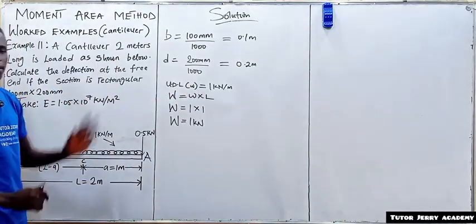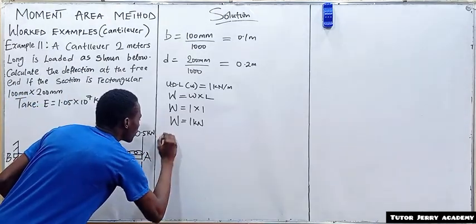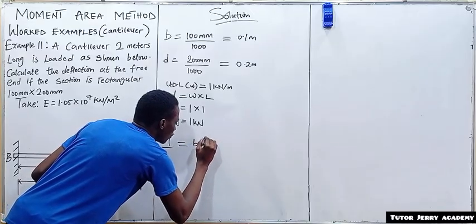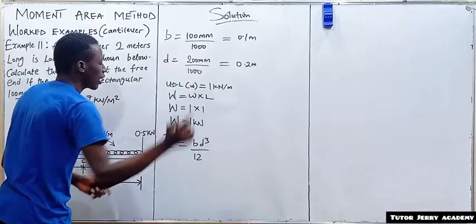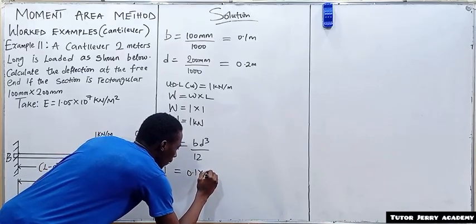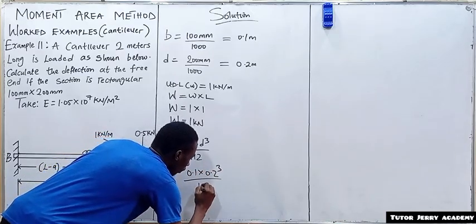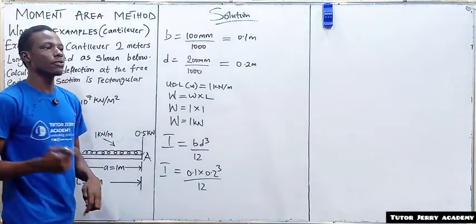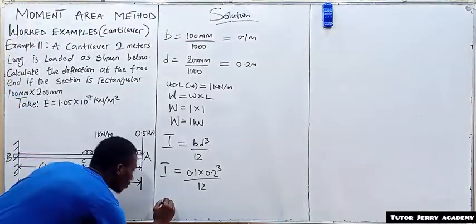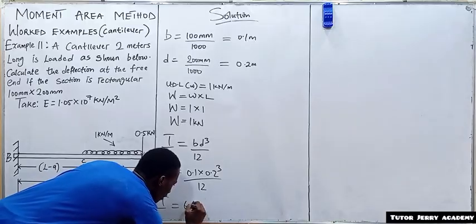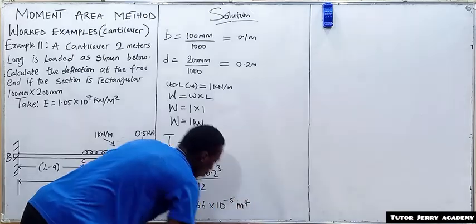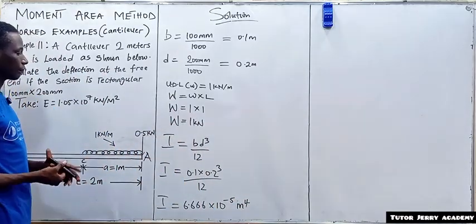Now let's calculate the moment of inertia. Moment of inertia, we said earlier, is equal to BD cube all over 12. So now let's substitute. We have I is equal to 0.1 multiplied by 0.2 all to the power of 3 all over 12. Now what will this give us? It will give us 6.666 times 10 to the power of minus 5. So I is equal to 6.666 times 10 to the power of minus 5 meter to the power of 4. This is our moment of inertia.